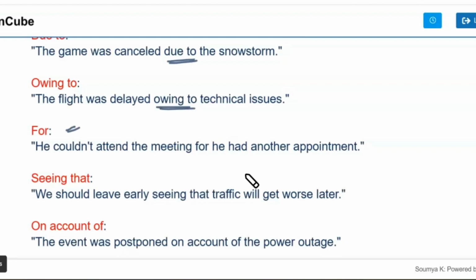Next one is for. He couldn't attend the meeting for he had another appointment. Next one is seeing that. We should leave early seeing that traffic will get worse. So you can see here, instead of because you have different words available.